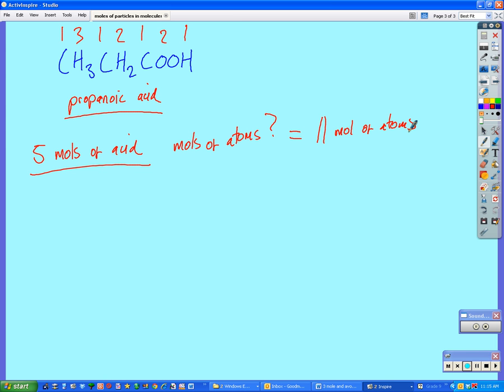How many moles of carbon atoms? We've got 3 moles of carbon atoms. We've got 6 moles of hydrogen atoms. And we've got 2 moles of oxygen atoms.